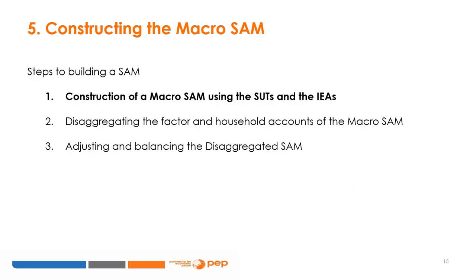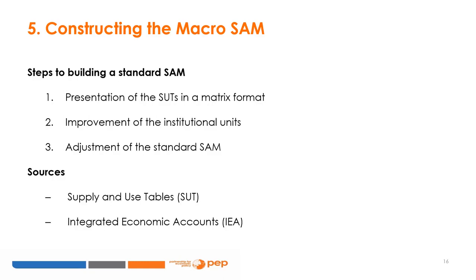A standard SAM is created in three steps. In the first step, the macro SAM is constructed combining the SUTs and the IEAs. In the second step, the factor and household accounts of the macro SAM are disaggregated to improve the representation of the social and institutional groups. In the third step, the disaggregated SAM is adjusted and balanced.